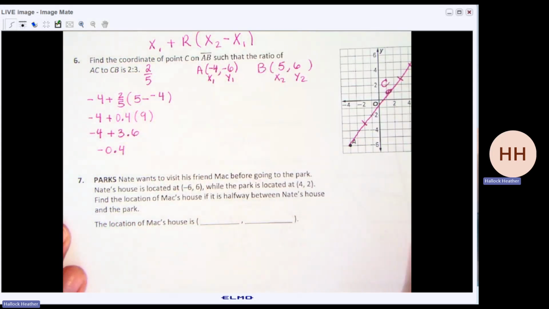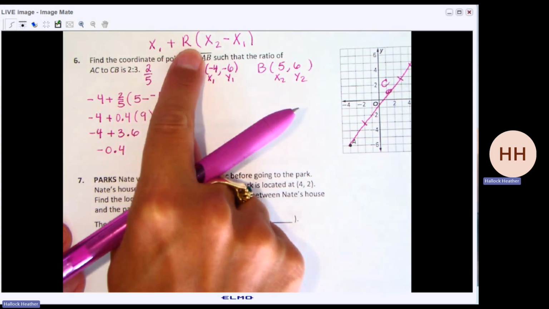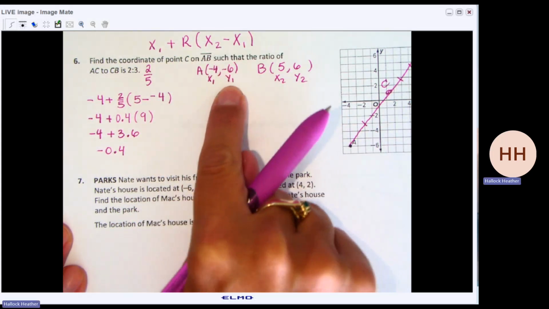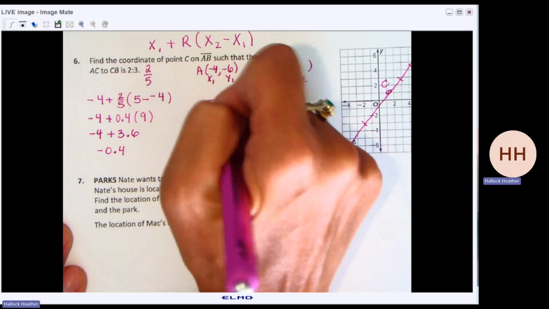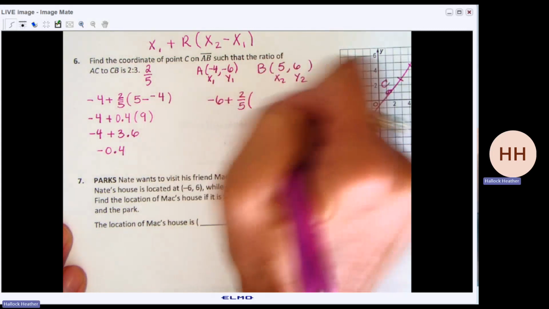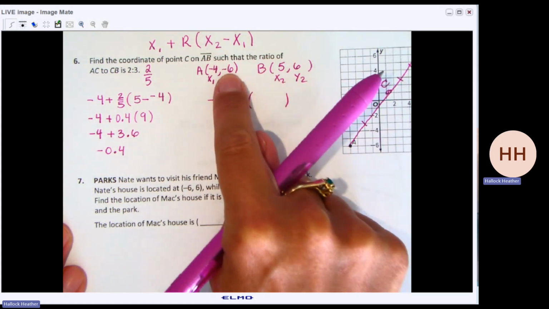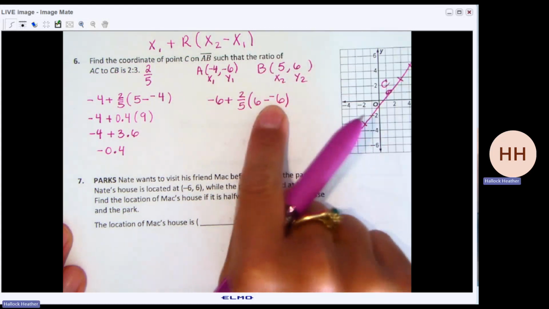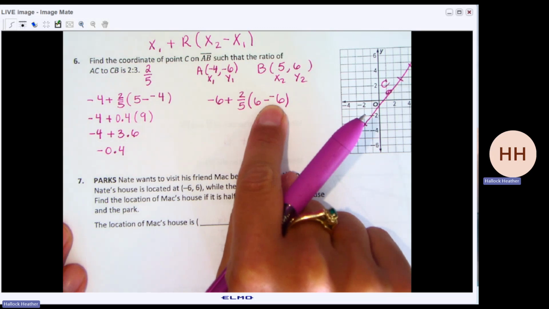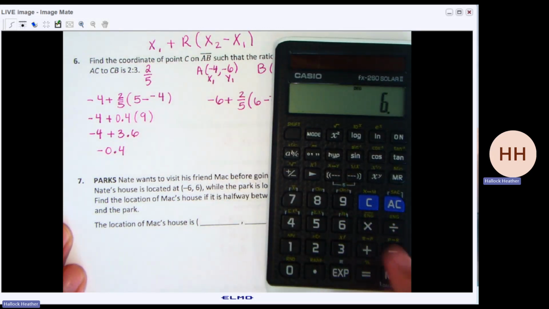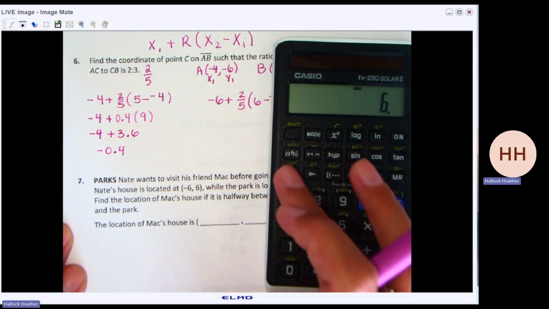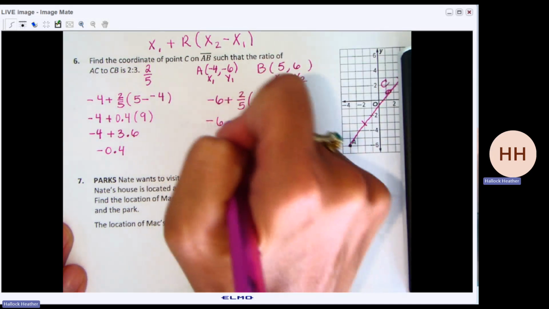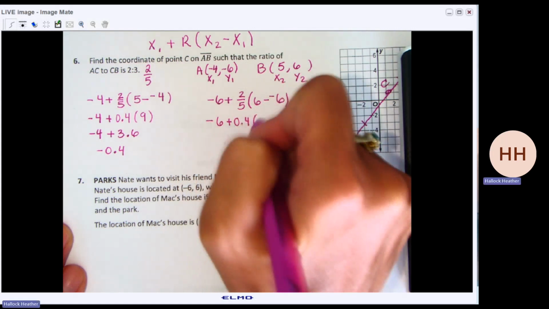Now I need to do the same process, but I'm going to use Y1 plus my ratio multiplied by Y2 minus Y1. So Y1 is -6. I'm adding my ratio as a fraction, 2/5, and then in parentheses, I'm doing Y2 minus Y1. 6 minus -6. So I have that same thing. I'm minusing a negative. Even if you do it in your calculator, 6 minus -6 makes 12 because it's adding the 6's together. So I have -6 plus 0.4 multiplied by 12.